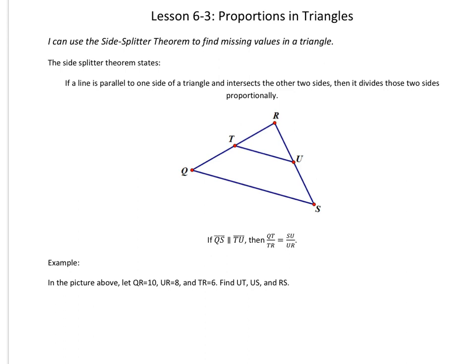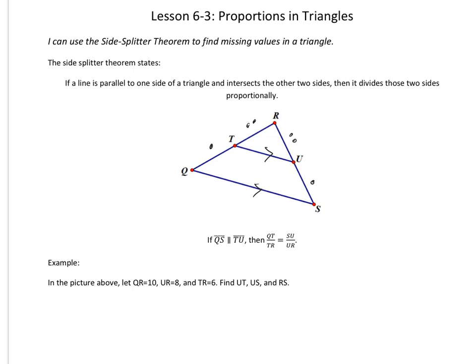What the side splitter theorem states is that if a line is parallel to one side of a triangle and intersects the other two sides, then it divides the two sides proportionally. So looking at this, if QS and TU are parallel, then QT over TR is in proportion to SU over RU. So let's take a look at this as an example.